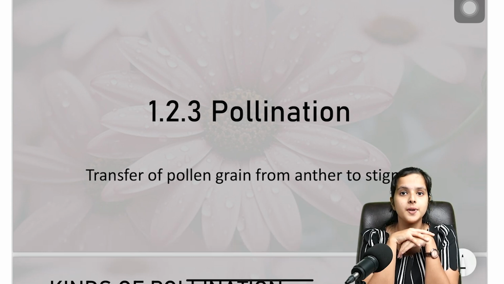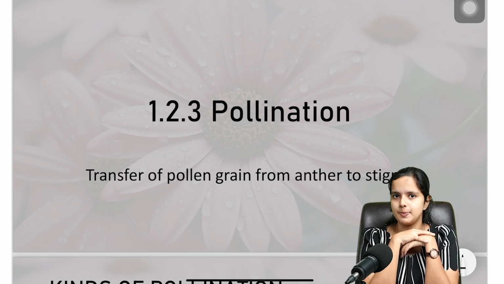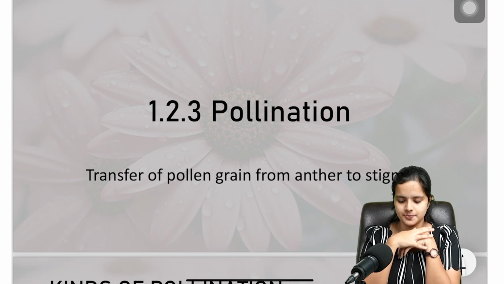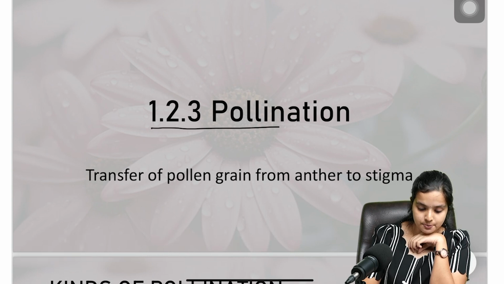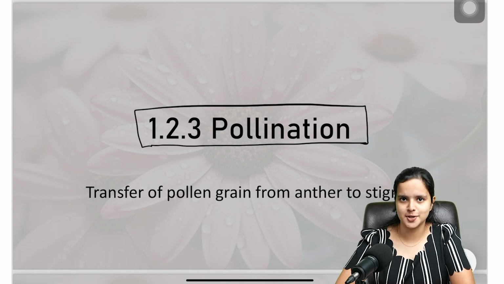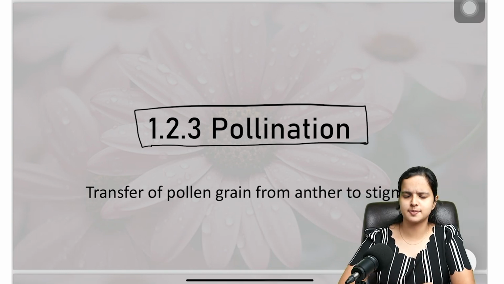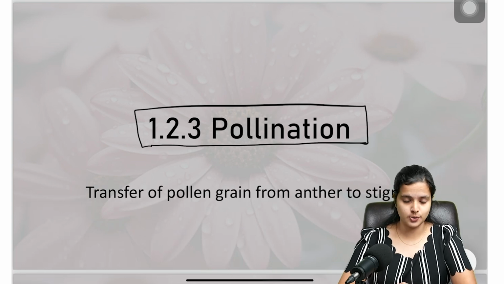And now about pre-fertilization events. There is only one single event that happens before fertilization, and that is pollination. The most important pre-fertilization event is known as pollination. Pollination is actually a really simple topic. We've learned it obviously in the smaller classes, or at least we know about it. It's not something really new to us, right?